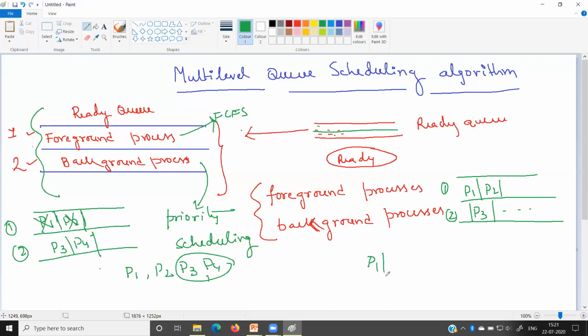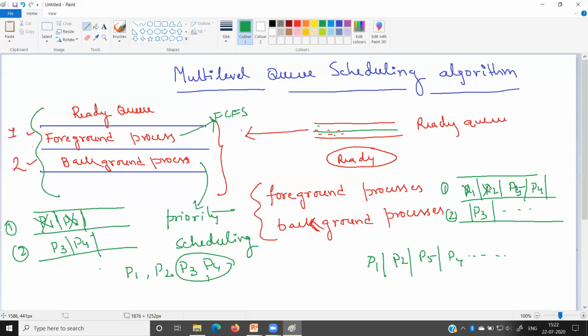Now during the execution of P1, another process, P5, is inserted in the queue. So after P1, P2 will get the chance. While P2 is executing, another process, P4, is inserted. So after P2, P5 will be executed, then P4, and so on. One after another, a new process is inserted into the foreground queue. So the foreground queue never becomes empty.